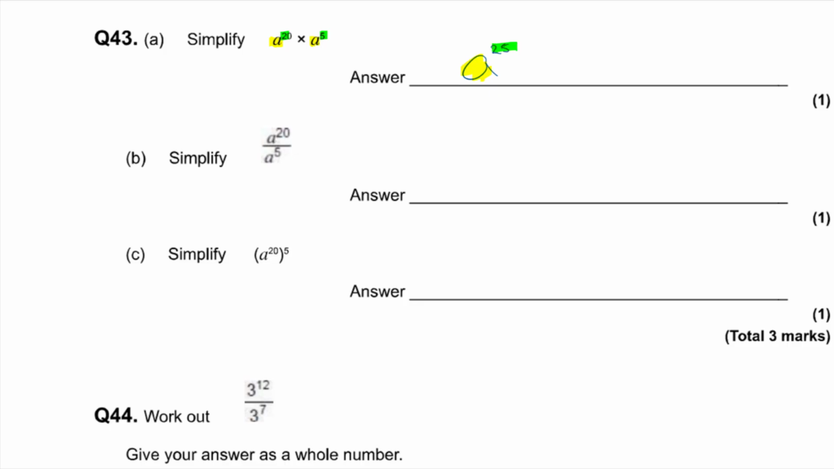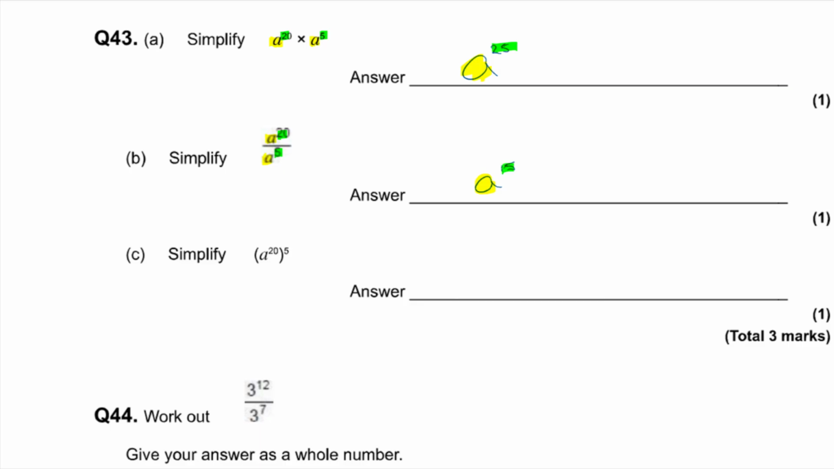B, simplify a to the 20 divided by a to the 5. Two numbers with the same base. I've got indices 20 and 5. I'm going to subtract them here, aren't I? So I'm going to get a to the power of 20, subtract 5. That's 15. So I'm going to get a to the power of 15.